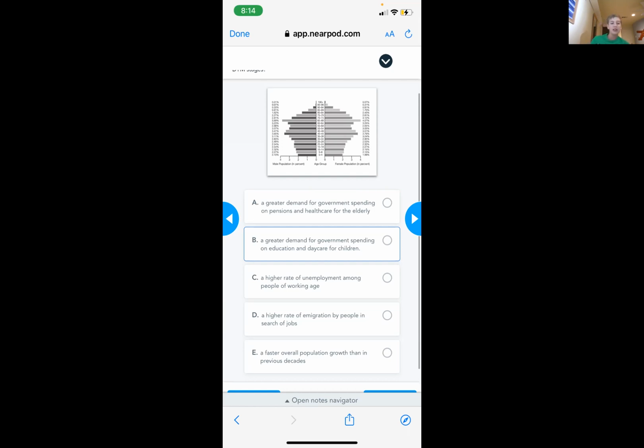And then E is a faster overall population growth than in previous decades. People might be tempted to pick this answer because it's a developed country, so they're going to have good population growth, right? Well, yes and no, but mainly no. This country will have some population growth because, like I said, there are a lot of people in the age bracket from 40 to 49, but that is when women are ending the fertile stages of their life.